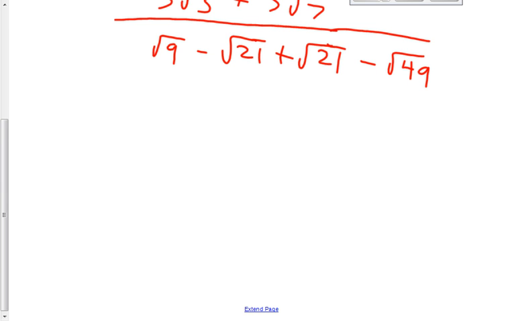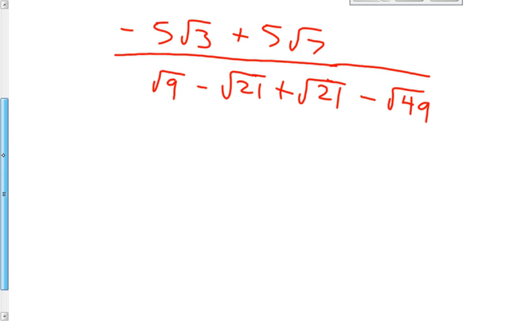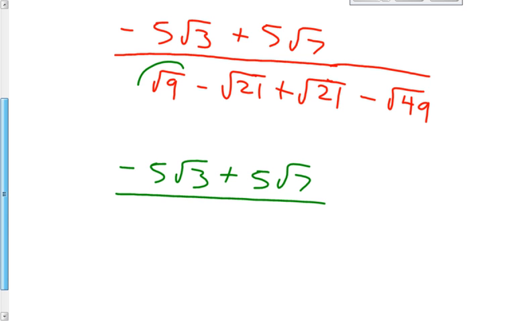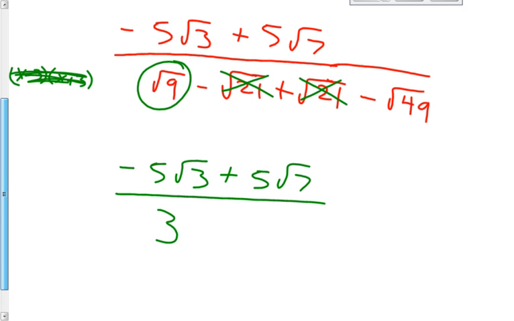Here's the beauty of multiplying by the complex conjugate. In the numerator, we stay the same. It's still a negative 5 square root 3 plus 5 square root 7. In the denominator, this square root 9 is a rational number. The square root of 9 is 3. Here's where those middle two terms cancel out. Whenever you have x minus 3 times x plus 3, remember how the middle two terms cancel out. The O and the I of FOIL cancel out.